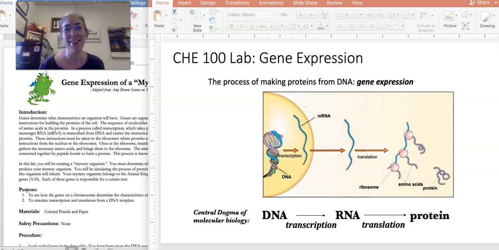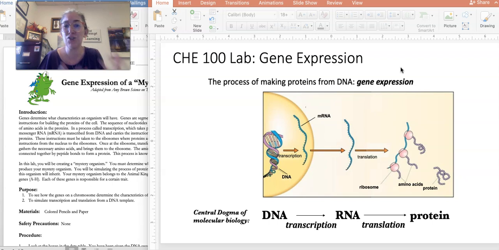Hi everyone. This week's lab is a gene expression activity, and it's meant to be fun but also educational and have you practice your skills of doing transcription and translation. So a review and overview of this process of gene expression. So this is how genes are converted into proteins.